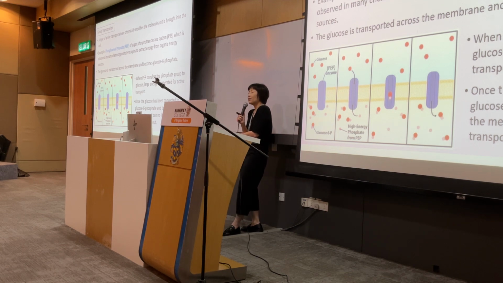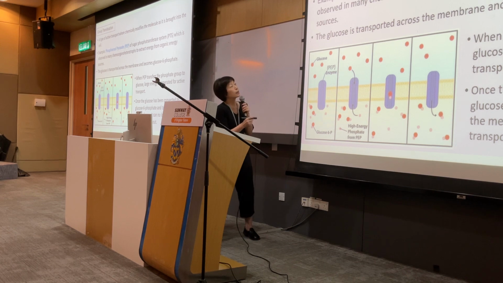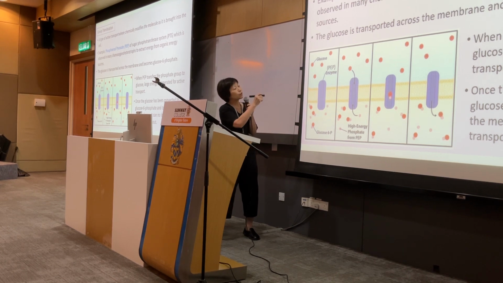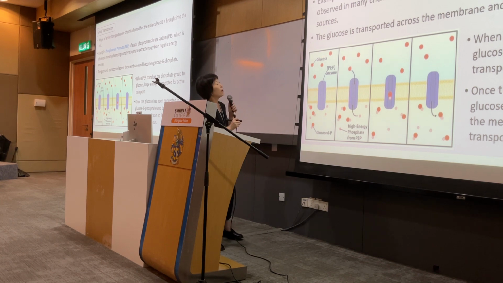Okay, and the last one is called group translocation for active transport. This one is slightly different from primary active transport, because they modify the molecule. The molecule going to be transported into the cells here is glucose. They are actually very typical. All the textbooks you saw give you this particular example, the PEP enzyme.